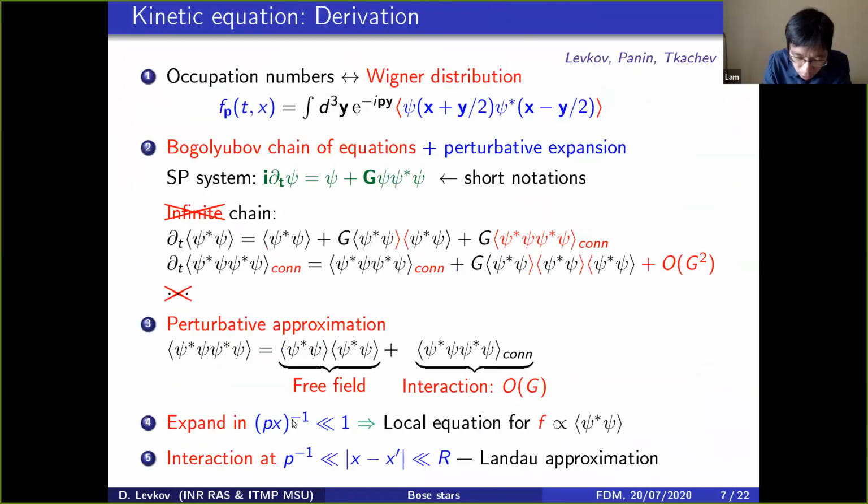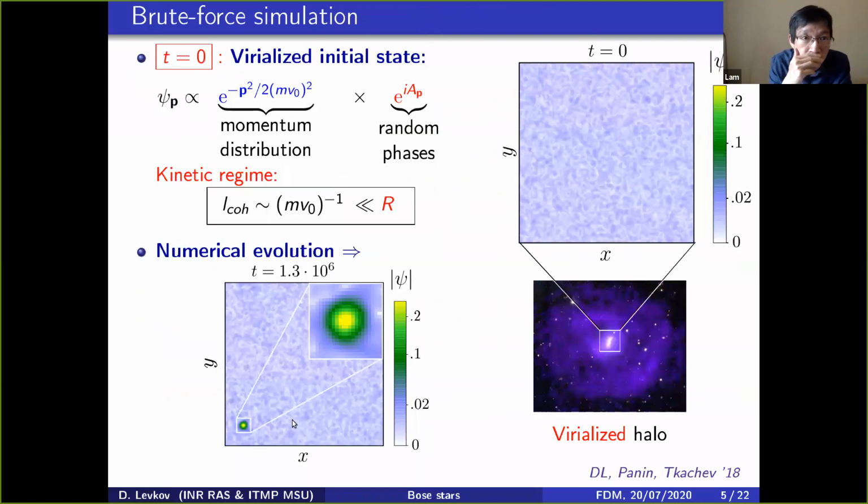You talk about soliton formation. I wonder whether your theory can also be used to address this phenomenon. I think it was first observed in simulations by Jens Niemeyer and his group that the solitons not only form, but they seem to actually have oscillations. Is that something that you could address with your kinetic theory?